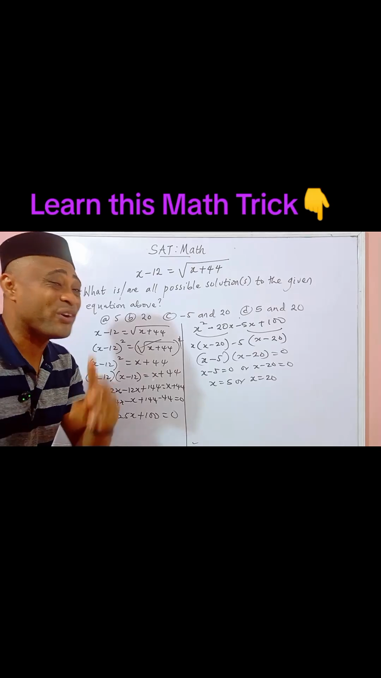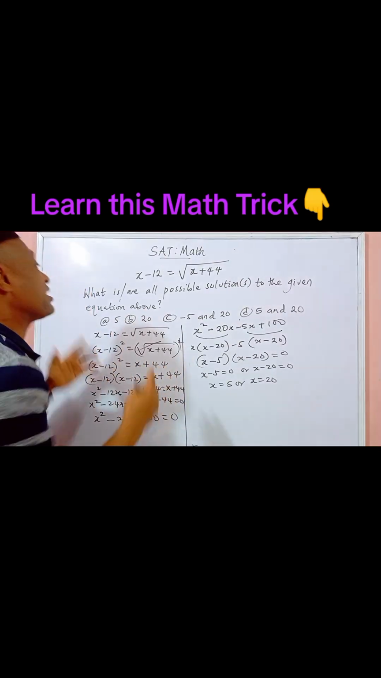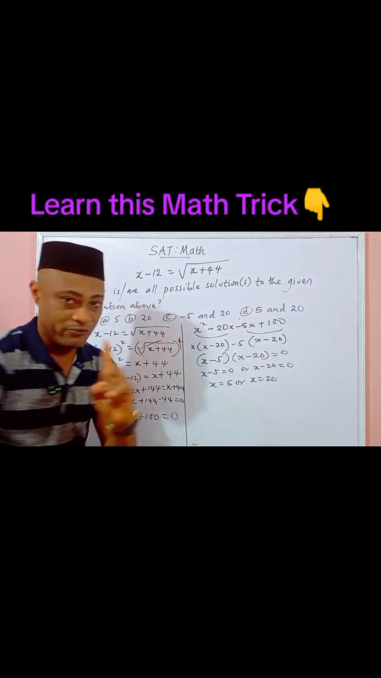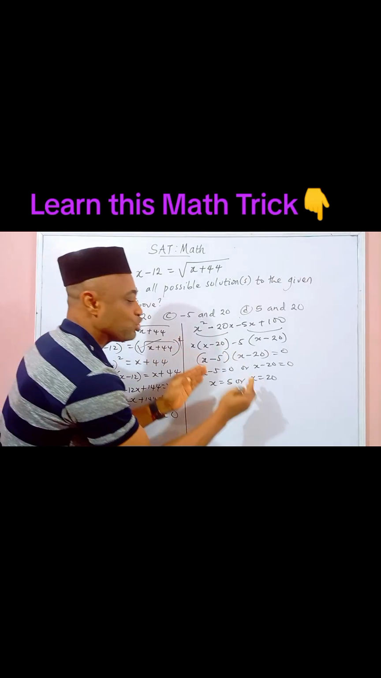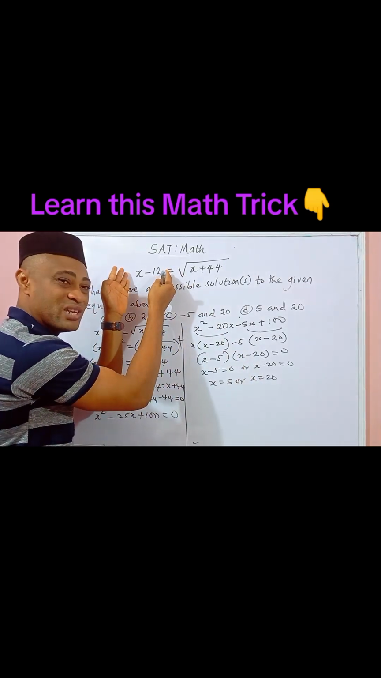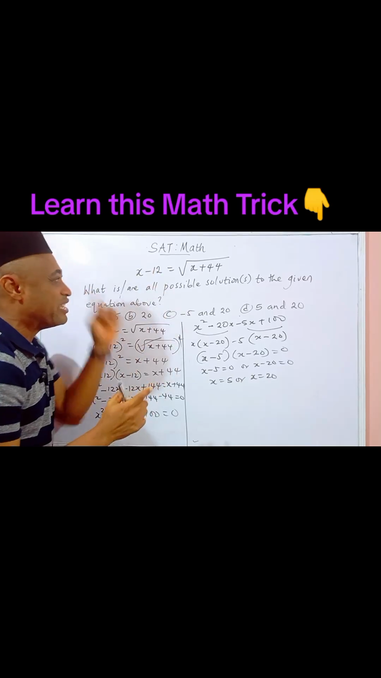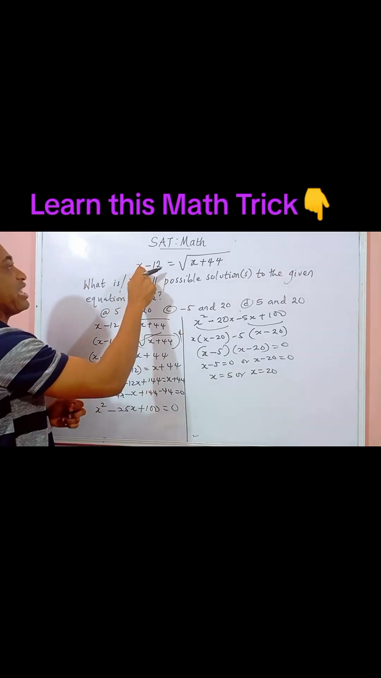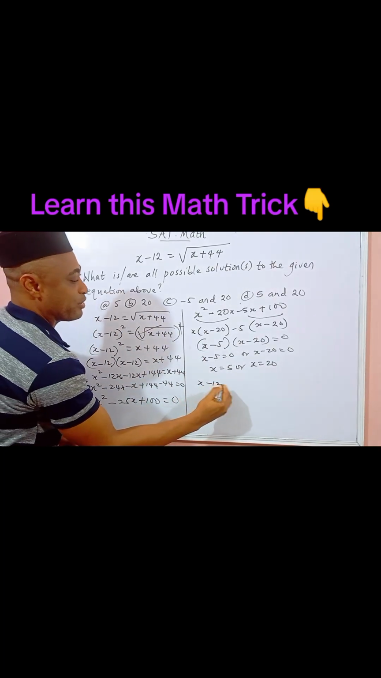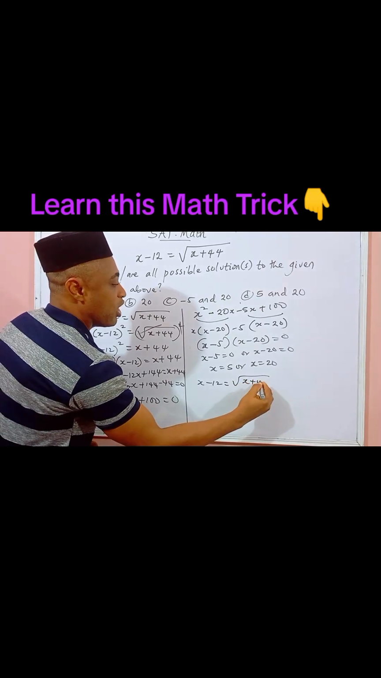Be very careful here. I know you look at it and you jump into it. My answer is going to be D. Be very careful. Remember what I said. By the time you're done, ensure you put these values back into this to get this original equation. Now let's see if we slot it in. Remember, we're working with x minus 12 is root of x plus 44.